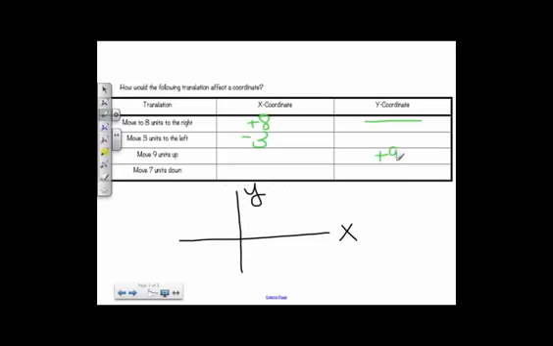By the way, this has no effect on the y-coordinate. Moving 3 units to the left has no effect on the y-coordinate. Moving 9 units up has an effect on the y-coordinate, but it does nothing to the x-coordinate, so we're going to cross that off. And then moving 7 units down, same thing, it's going to affect my y-axis, and I'm not going anywhere in the x direction, so I'm going to write minus 7 here, and then I will just put a line through this right here.